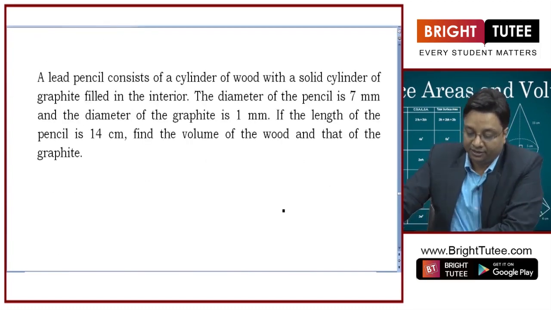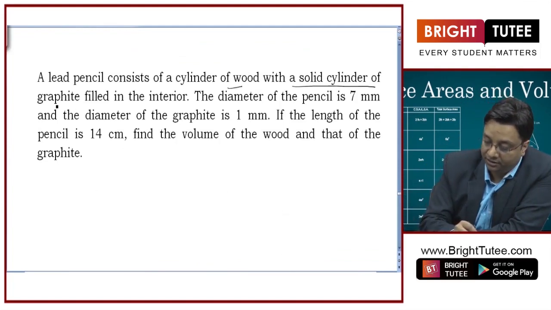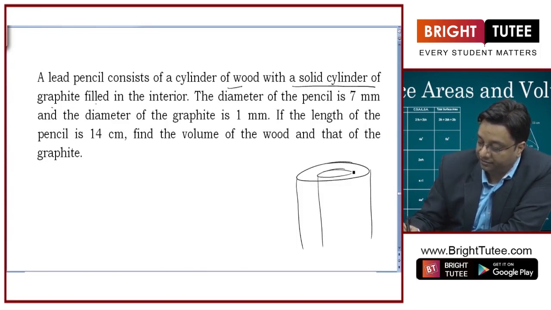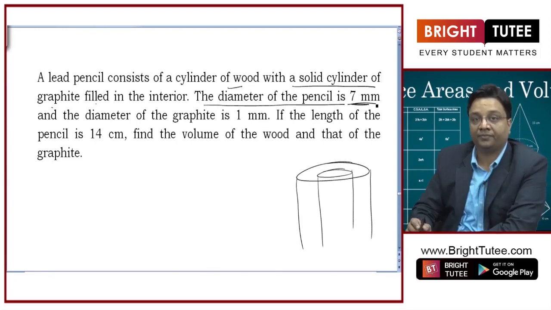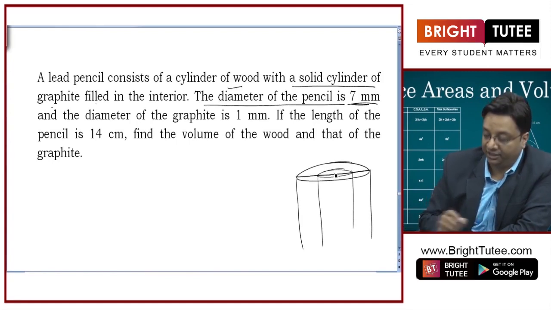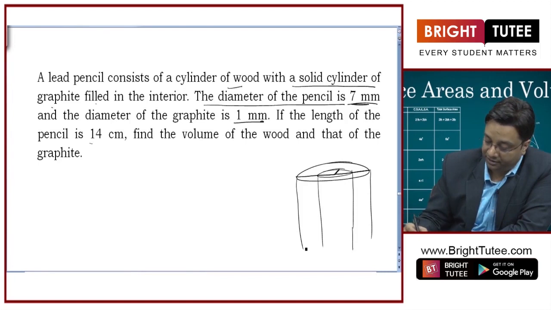A lead pencil consists of a cylinder of wood with a solid cylinder of graphite filled in the interior. So it looks like this: there is this wooden cylinder, and on the inside there is a graphite cylinder, right? Diameter of the pencil is 7 mm. So this outer diameter is 7 mm and this inner diameter is 1 mm. Length of the pencil is 14 centimeter.